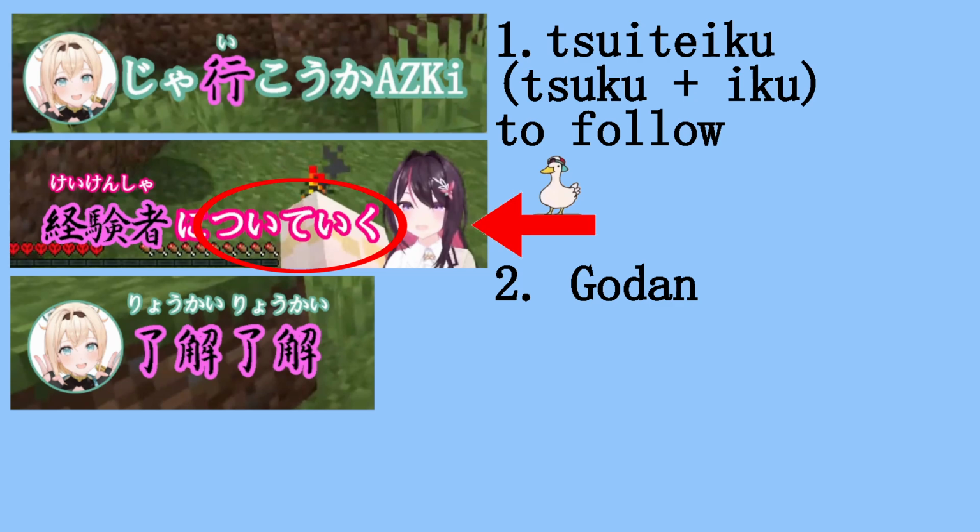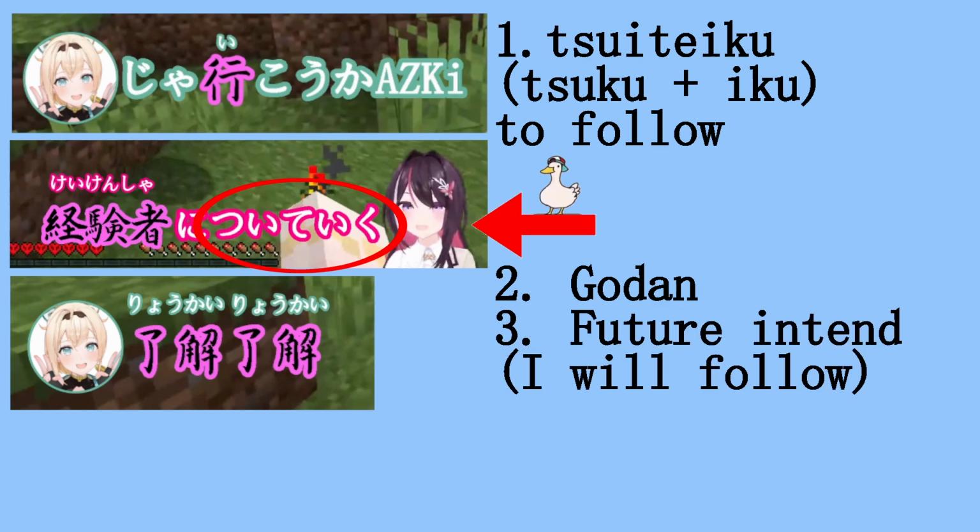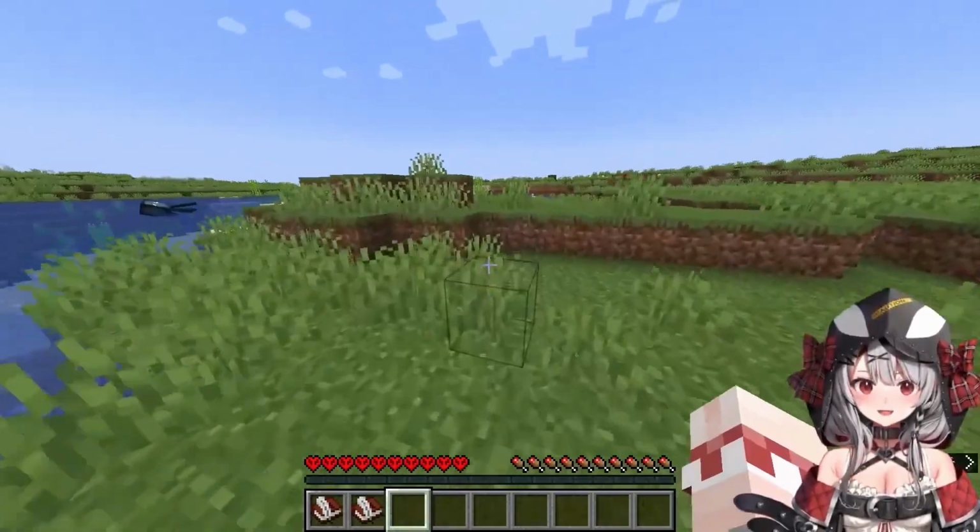Why is she using the dictionary form? So Atsuki says here that she is going to follow the more experienced person, Iroha, keikensha ni tsuite iku. Which makes it point 1 again, it's an intended action by Atsuki, so we use the dictionary form.